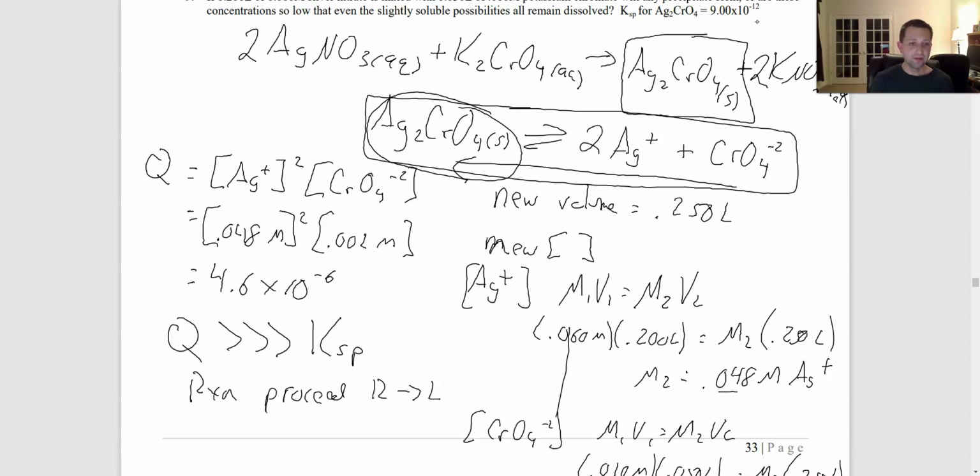To wrap it all up, if Q was really small, if these values were really tiny and Q was less than KSP, the reaction would shift in the forward direction, creating ions and not having your precipitate, because it would be shifting to the right, which is dissolving. So that's how you want to figure out all of that.